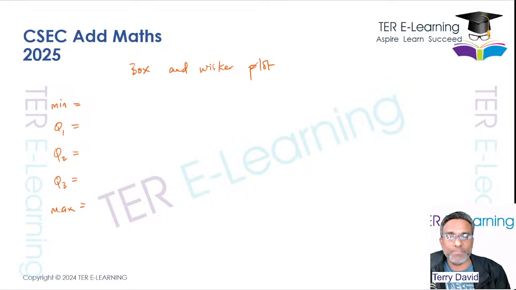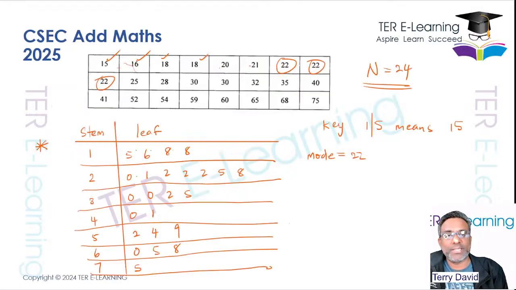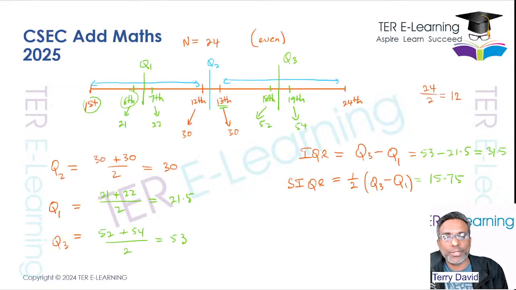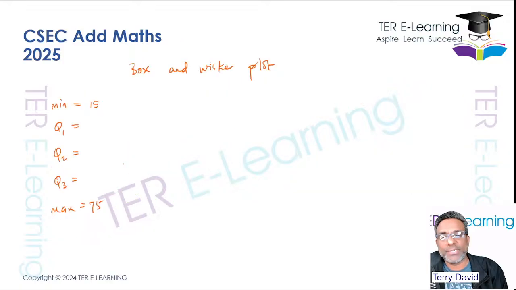So go to the table. Your minimum is 15 and your maximum is 75. So this is 15, this is 75, right? We also worked out Q1, Q2, and Q3. Q1 was 21.5, then 30. This is 21.5. This is 30, right? And the last, Q3, was 53.